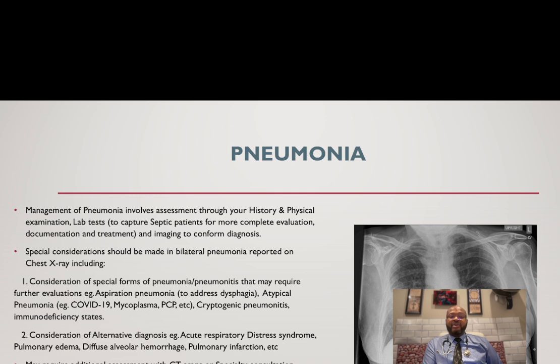You have to consider alternative diagnoses when you see bilateral pneumonia. You have to consider acute respiratory distress syndrome, your ARDS, pulmonary edema, other rare conditions like diffuse alveolar hemorrhage, pulmonary infarctions in pulmonary embolism, and this may require additional CT scans or specialty consultation. The pulmonologist, to make sure you're not missing complications or alternative diagnoses.